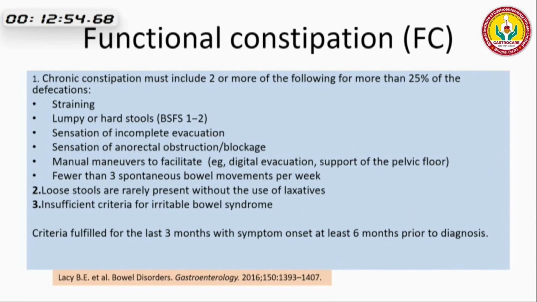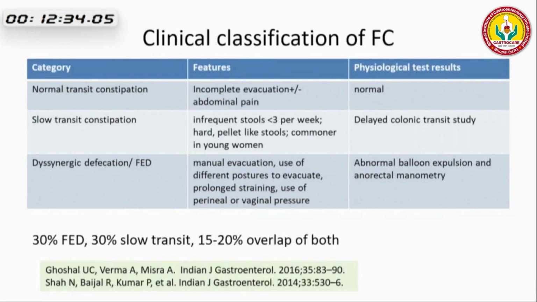more of the following, which should be present for more than 25% of the defecations: straining, lumpy or hard stools, sensation of incomplete evacuation, sensation of anorectal obstruction or blockage, manual maneuvers to facilitate passage of stools, and fewer than 3 spontaneous bowel movements per week. Functional constipation is further subclassified as normal transit, slow transit, and dyssynergic defecation.